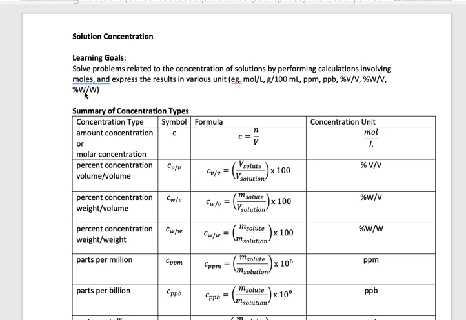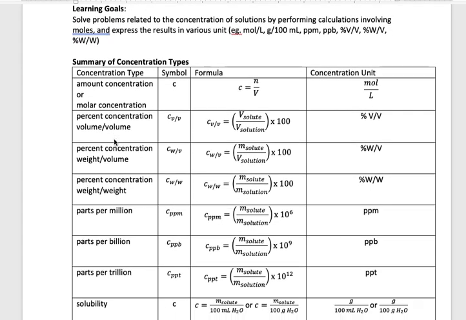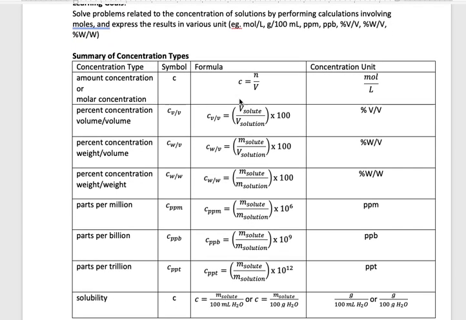So I'm just going to go through here and summarize the different types of concentrations that you should have studied already. The first one we started off with was the amount concentration. Here's the general formula: amount in moles divided by the volume in liters. You should end up with a unit of mole per liter, and it's the common one that we use as chemists in labs.